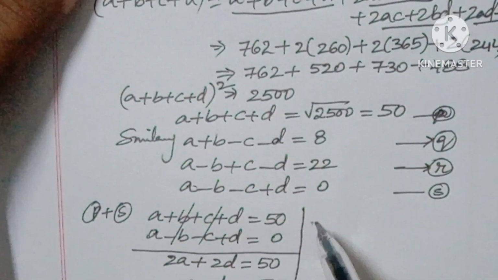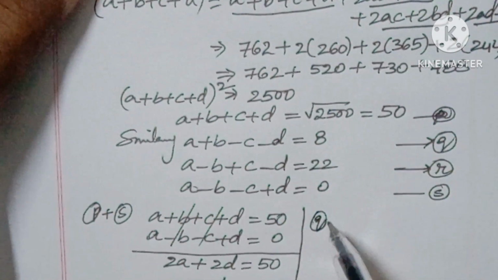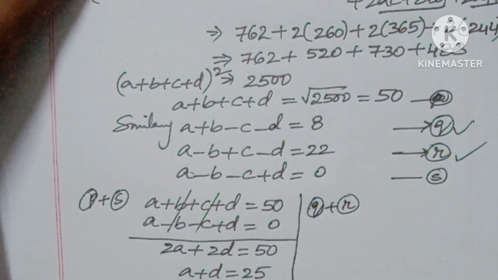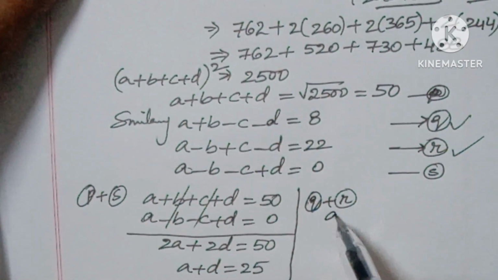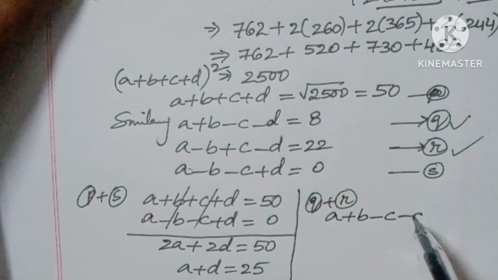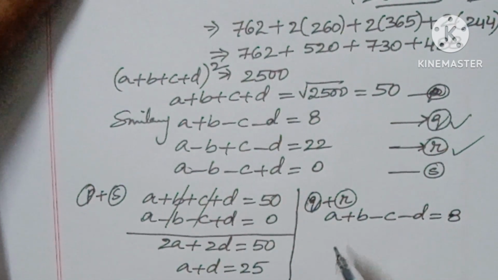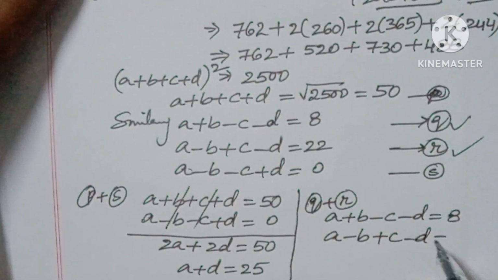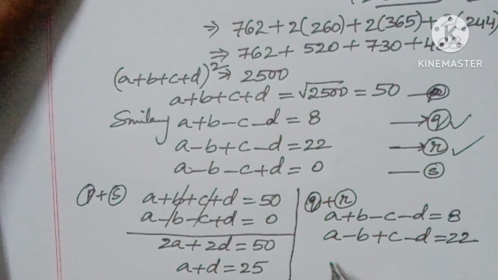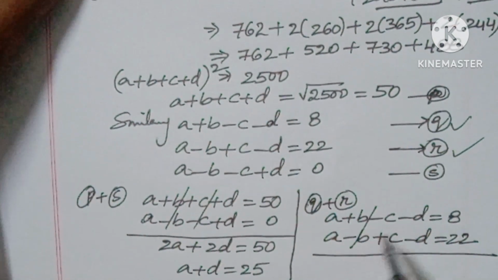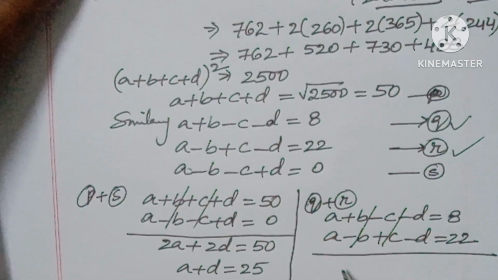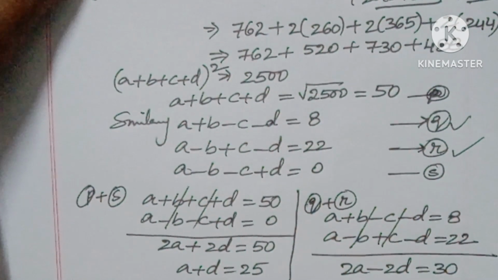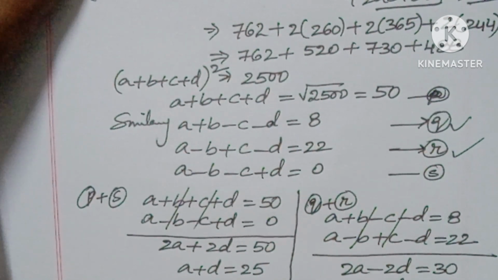Now if you take Q plus R, second one and third one. Here Q is a plus b minus c minus d is equal to 8, and a minus b plus c minus d is equal to 22. So here you are adding these two. b, b cancel. Here c, c cancel. 2a minus 2d is equal to 30. a minus d is equal to 15.